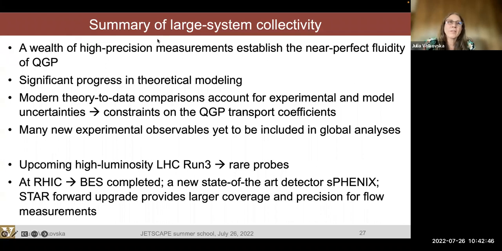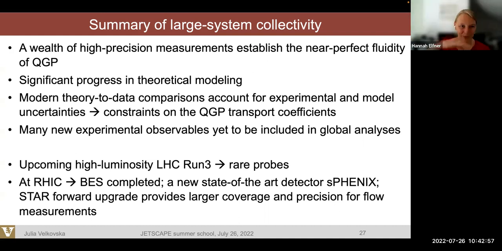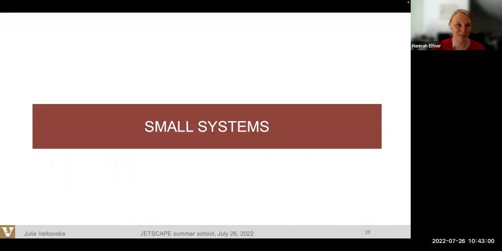So why does hydrodynamics work in small systems? Maybe I move on to the small systems? Yeah, maybe this is a good connection to the second part.